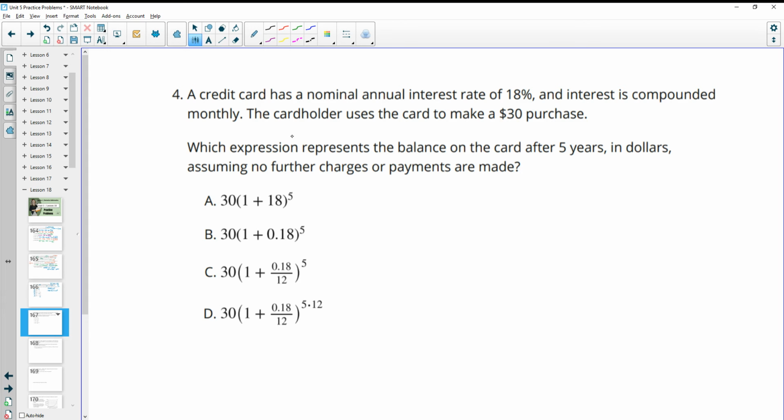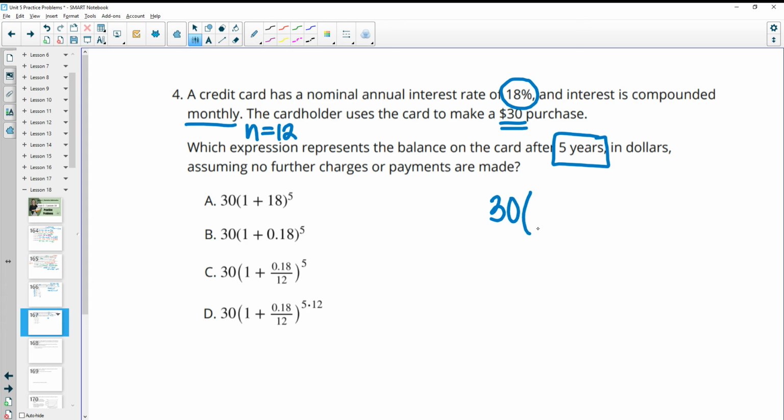Number 4, a credit card has a nominal annual interest rate of 18% and the interest is compounded monthly. Okay, and the number of months that there are in a year is 12, so it's being compounded 12 times. The cardholder uses the card to make a purchase of $30. So this is our initial value on the card. Which expression represents the balance of the card after 5 years in dollars, assuming no further charges or payments are made?